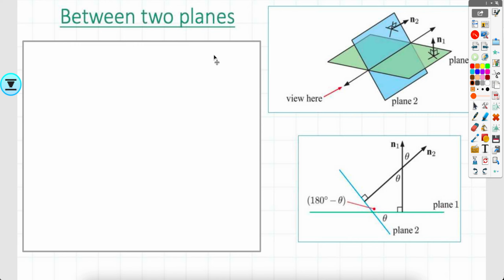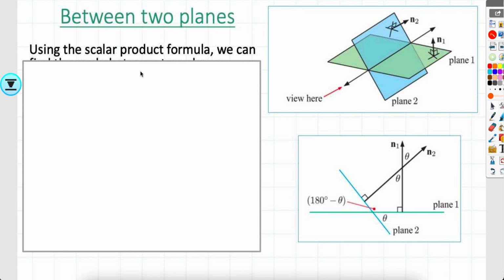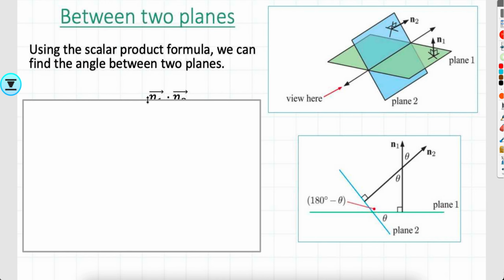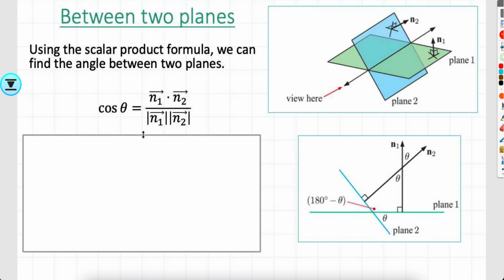So how do we actually find it? Well, we already have the tool to find it. We use the scalar product formula. Going back to scalar product, we know that the scalar product of two vectors is equal to the magnitude of each one multiplied by cos theta, where theta is the angle between them.